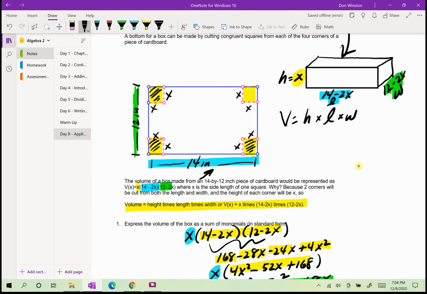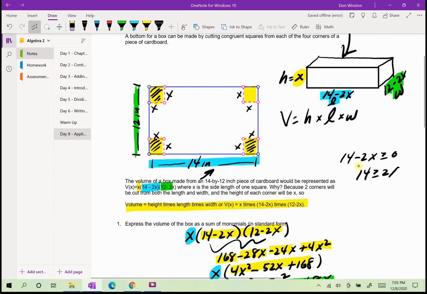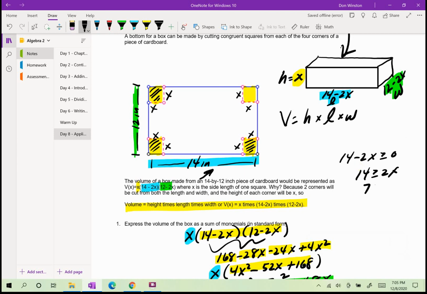So what I'm really saying here is if I look at it in terms of x, then 14 minus 2x, that length has to be greater than or equal to 0. We can't have negative length, which means 14 has to be greater than or equal to 2x. If I add 2x to both sides, 7 has to be greater than or equal to x. I always move the x to the other side. x has to be less than or equal to 7. So it would seem that as long as x is less than or equal to 7, we're okay.